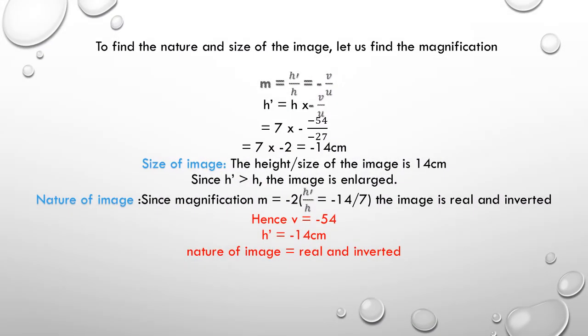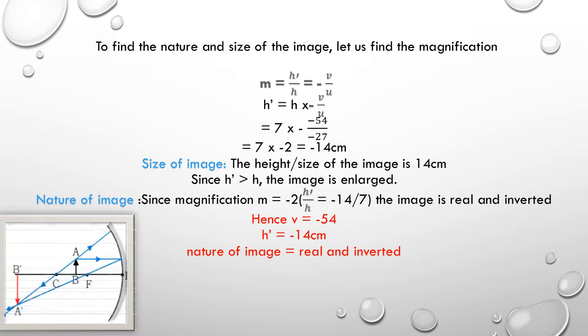The second part of the question is to find the nature and size of the image. So we have to find the magnification. Let us use the equation m is equal to h dash by h is equal to minus v by u. We have to find the size of the image, so h dash is equal to h into minus v by u. On substituting the values, h, the height of the object, is 7, into negative, v is minus 54 and u is minus 27.